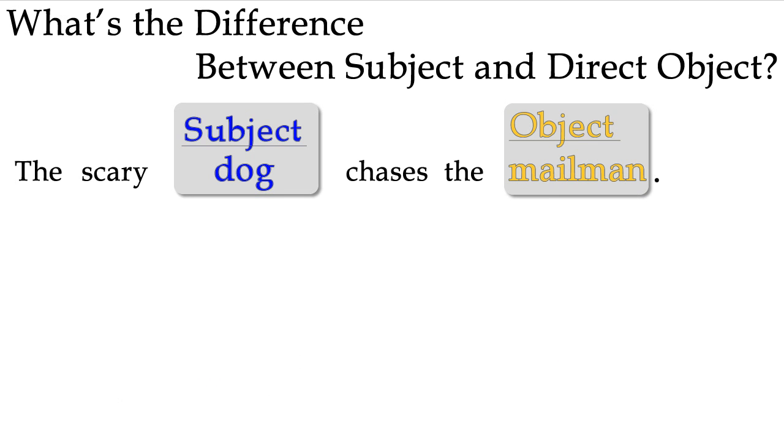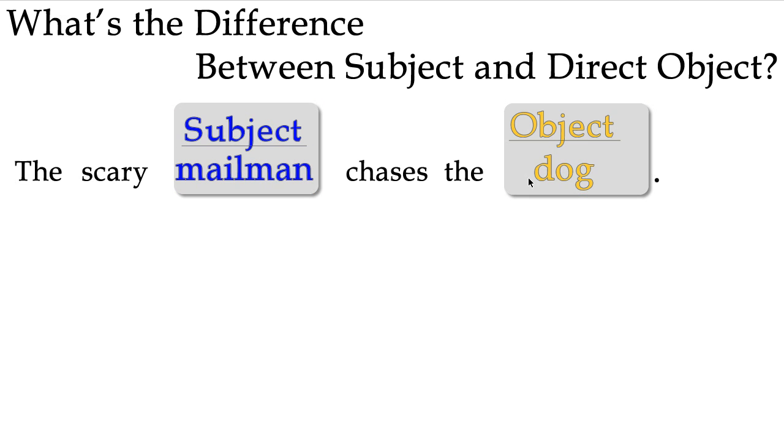Now if we take those away, we can actually just reverse them. What if we have now the mailman chasing the dog? All we've done is take the object from the previous sentence and change it into the subject role. Right? It's the same noun, nothing's changed there. We've just changed what it does in the sentence.